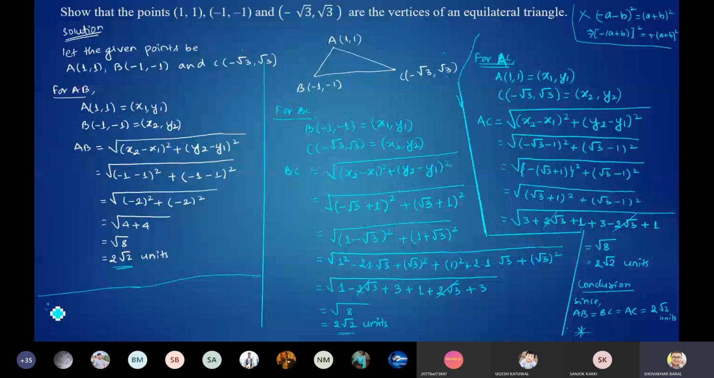Therefore, the given points are vertices of equilateral triangle. Okay, they were random points at first. Now they become vertices of equilateral triangle.